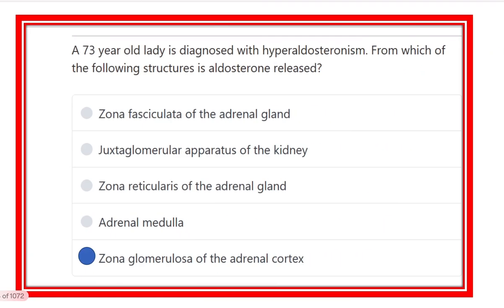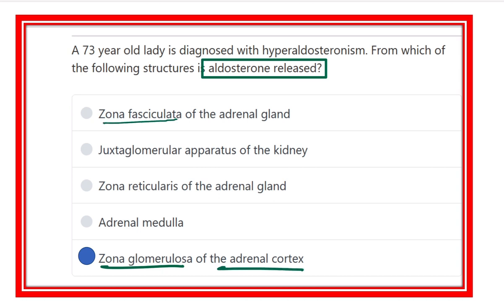So it is now known to us that aldosterone is released from the zona glomerulosa of the adrenal cortex, and from the zona fasciculata, cortisol is released. From the juxtaglomerular cells of the kidney, renin secretion occurs, and from the zona reticularis, androgen secretion occurs, and from the adrenal medulla, epinephrine and norepinephrine are released.